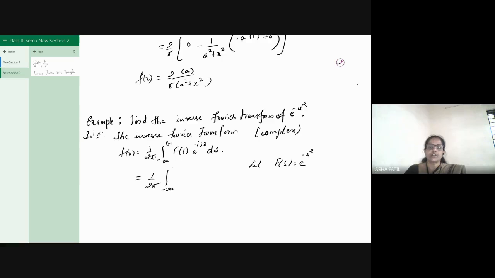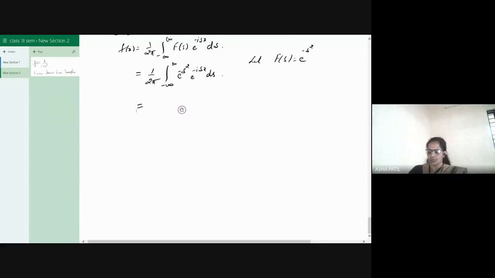Then integration from minus infinity to plus infinity, e raised to minus s square, e raised to minus isx ds. Evaluate this integral. How to evaluate this integral?